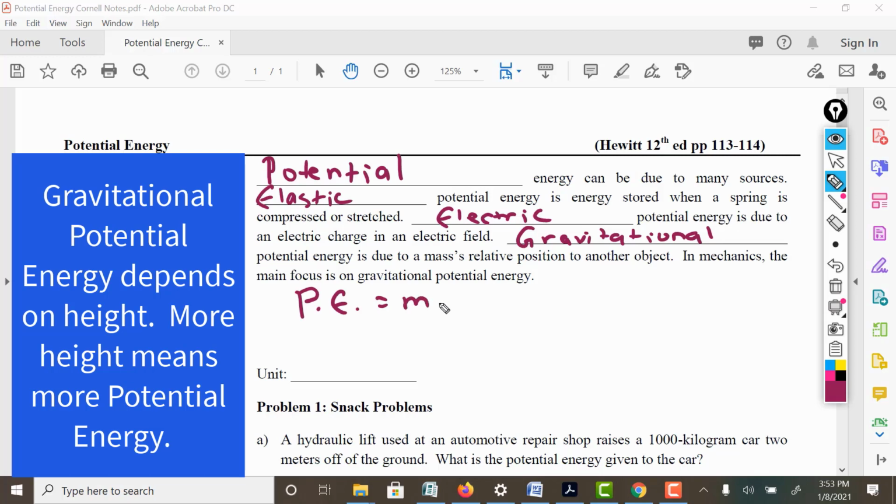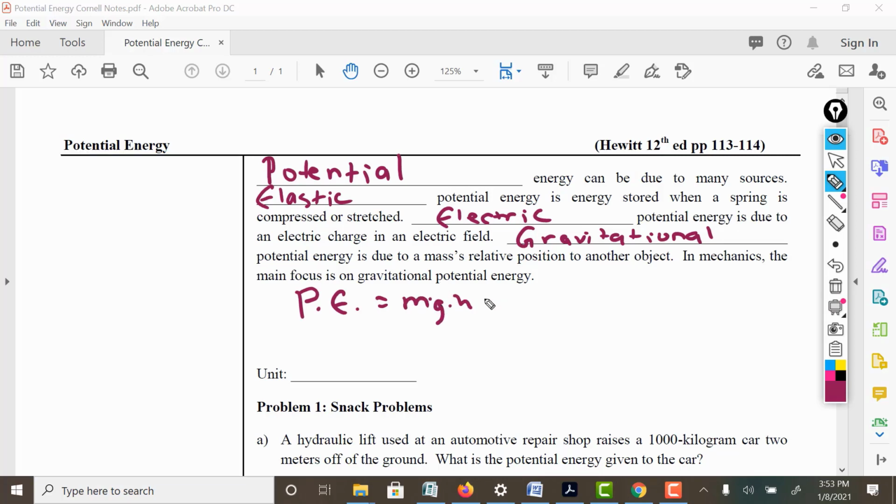By definition, it's m times g times h, where h is a height. It could also be m times g times y, or more appropriately, m times g times delta y, a displacement along the y-axis or along the vertical.